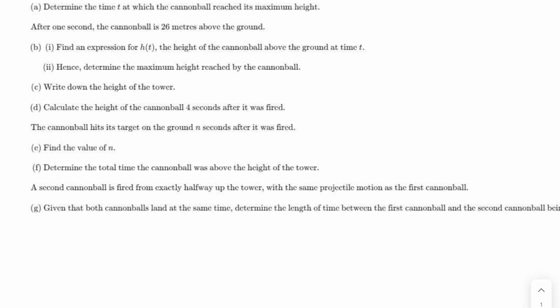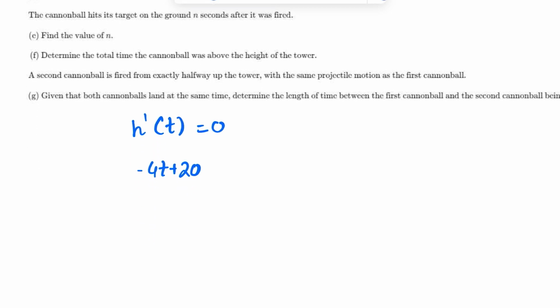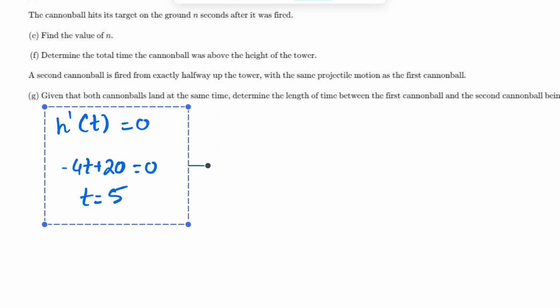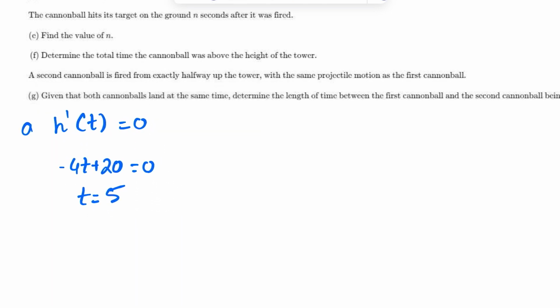What is the meaning of maximum height? Maximum height means the first derivative should be equal to 0. So h prime t should be equal to 0, which becomes negative 4t plus 20 equals 0, which becomes t equals 5. That's going to be the answer for part A.